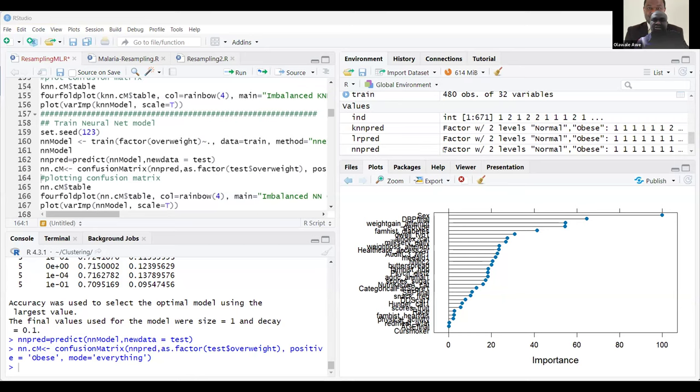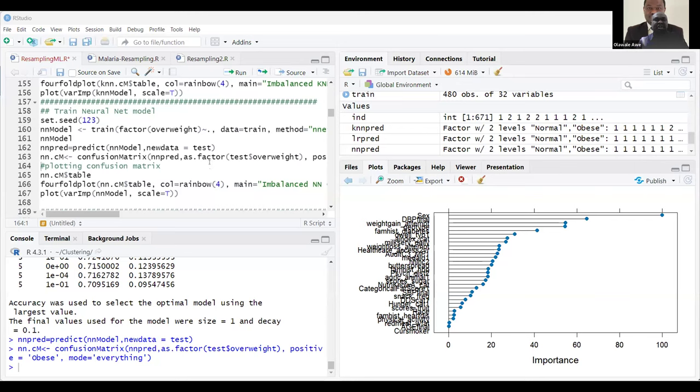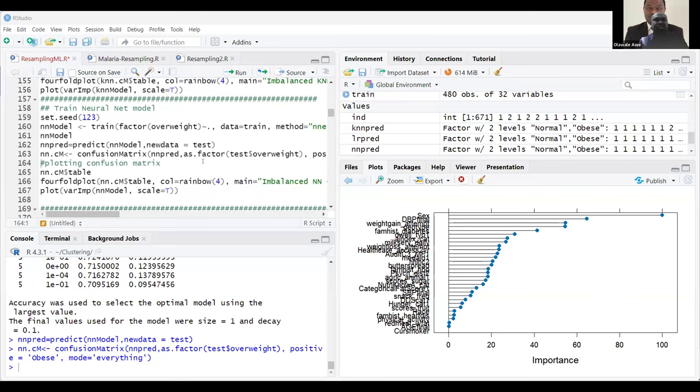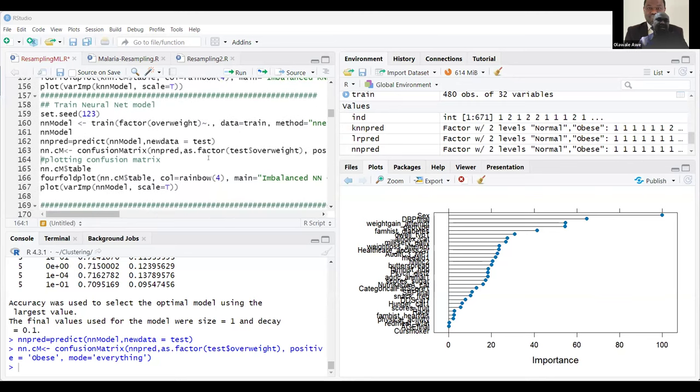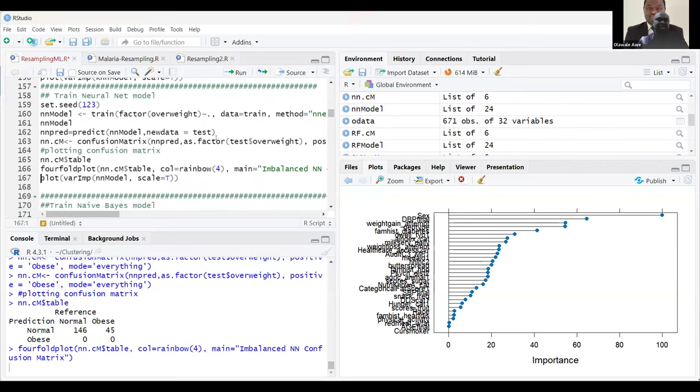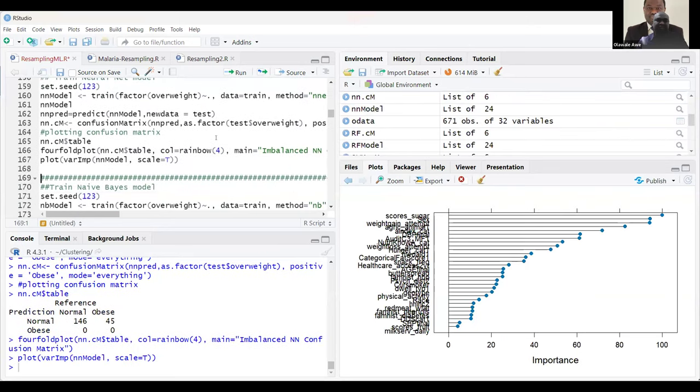Meanwhile, the codes are ready. They are ready-made. You can run them. I'm going to share these codes and the data set I used, in addition to the GitHub repo. I just wanted to explain first so that you can follow, because if you try to do it at the same time, the time may not be enough. Now, the neural network has finished running. Now you can see we have the fourfold plot.